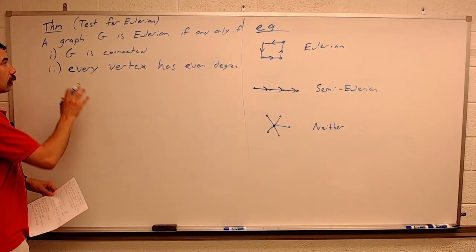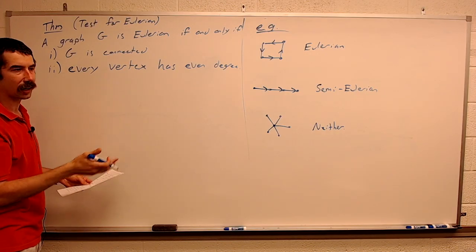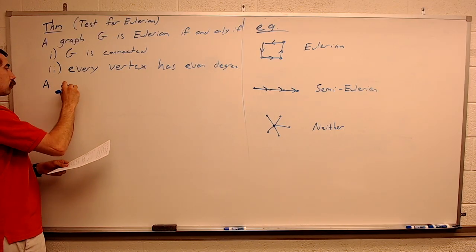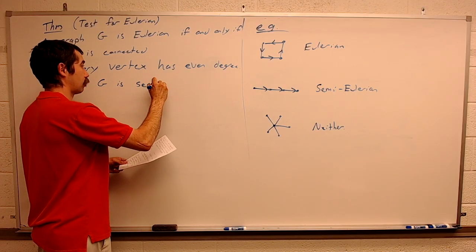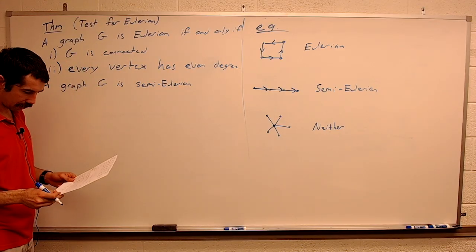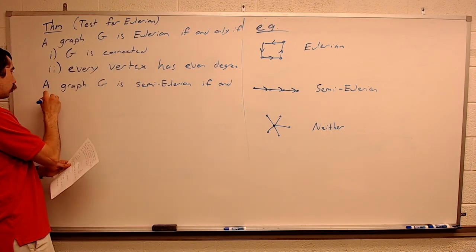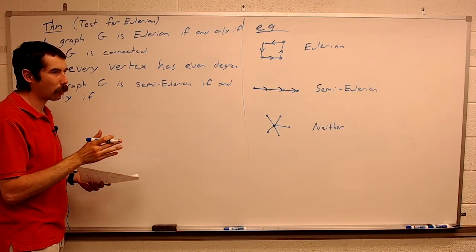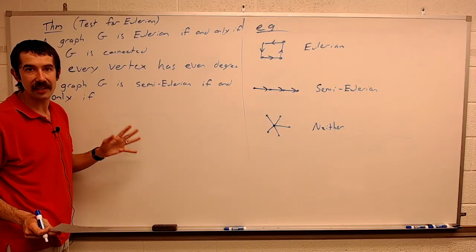All right, so this is how you check if the graph is Eulerian, and these are very easy things to check. A graph is semi-Eulerian if and only if, again, if one or both of these fail, we know it's not semi-Eulerian. If they both succeed, it is semi-Eulerian.